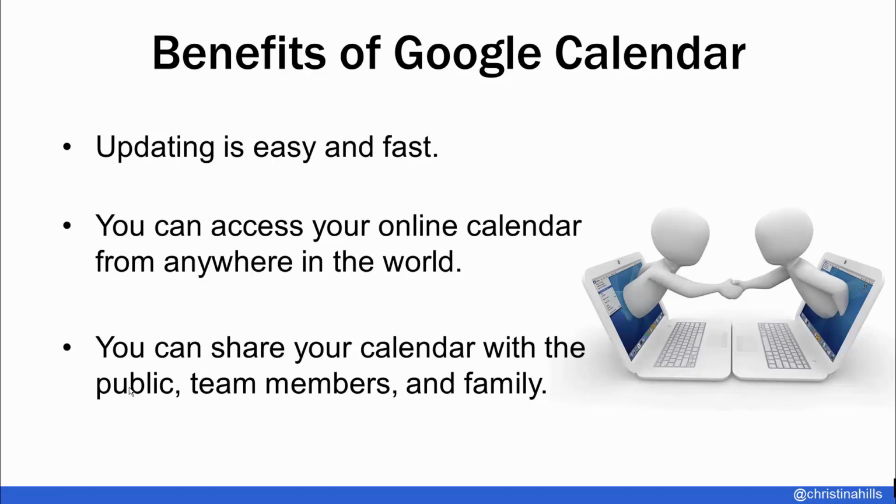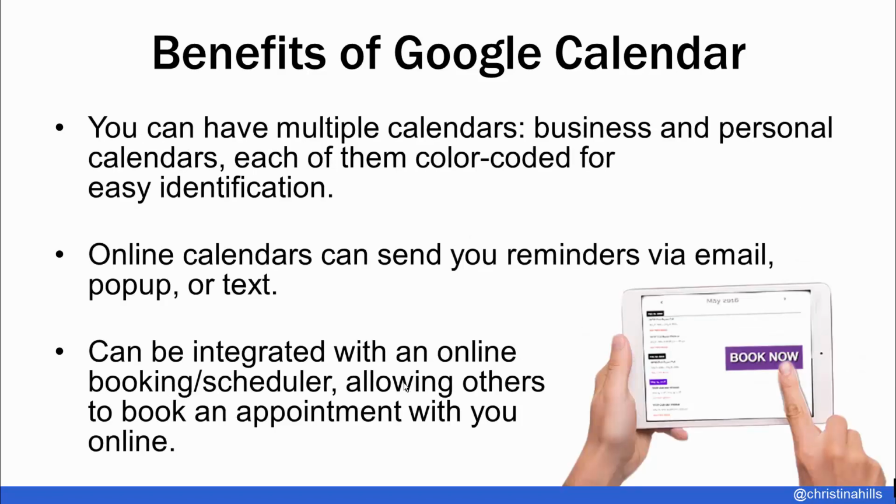You can share your calendar with the public, team members, and family. So Rivian could make a calendar just for family events and share that with other people. You can have multiple calendars for business and personal, each of them color coded for easy identification. Online calendars can send you reminders via email, pop up, or text. Now, the way I have it set up, the notification does pop up on my phone automatically. And you can integrate Google Calendar with an online booking or scheduling, allowing other people to book appointments with you.